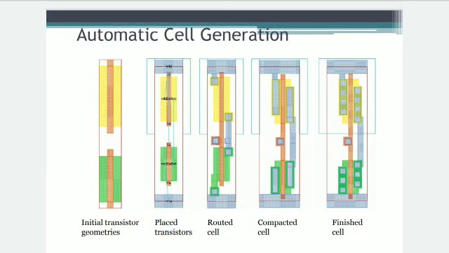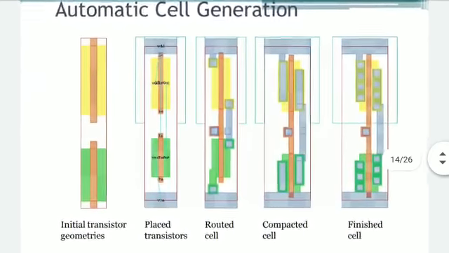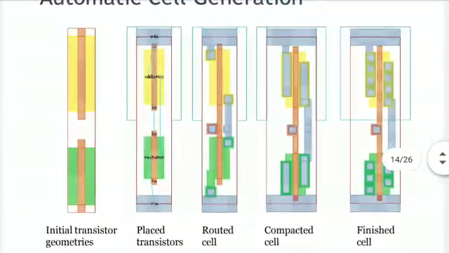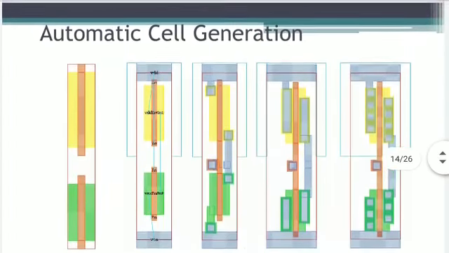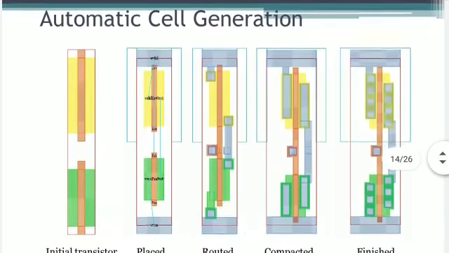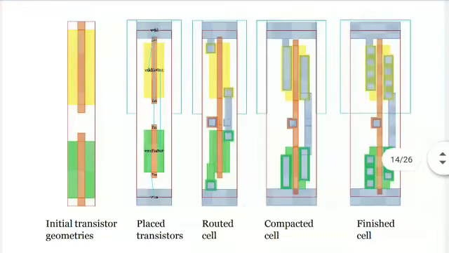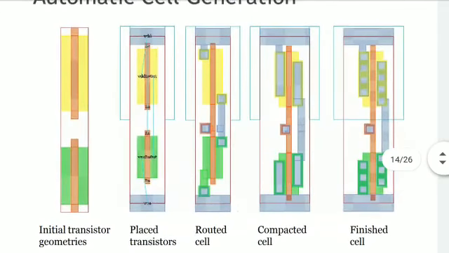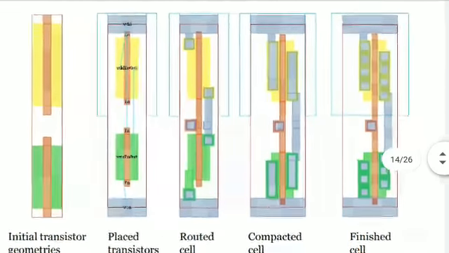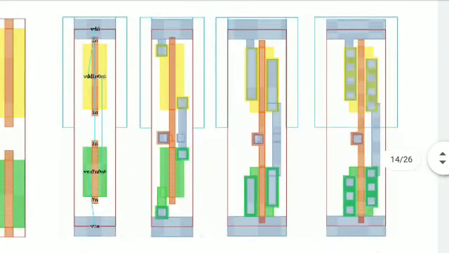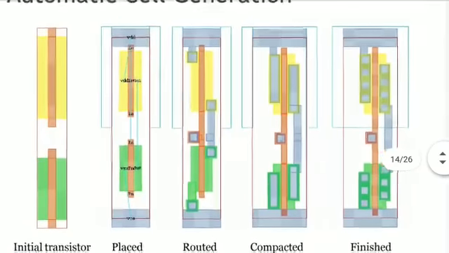Figure C shows the cell is routed symbolically, and in figure D, you can see the routing is rearranged and the cell is compacted to meet design rules and library preferences. And in figure E, you can see the final step. It cleans the cell of any remaining design rule errors and produces the final layout. That is figure E.